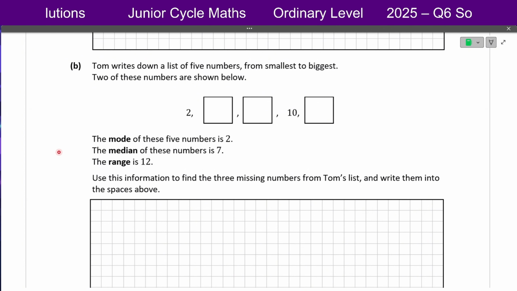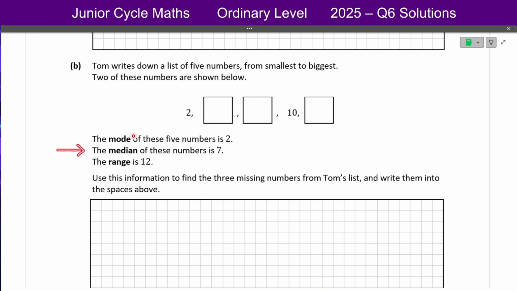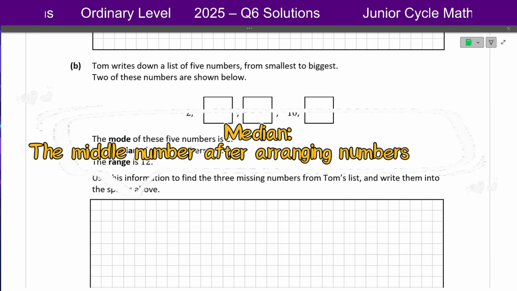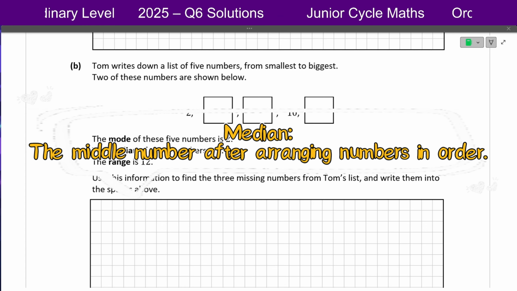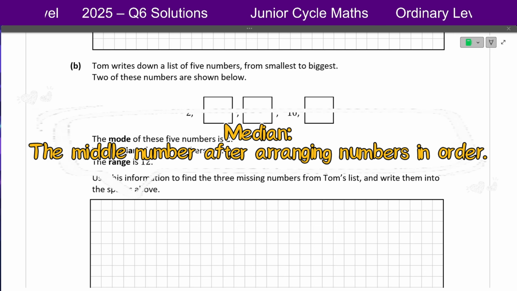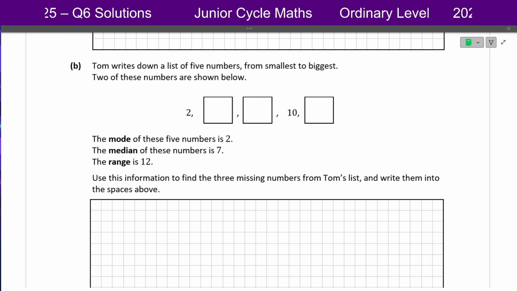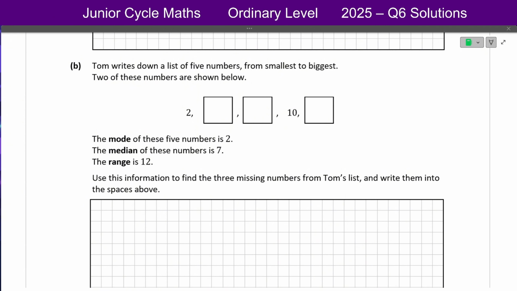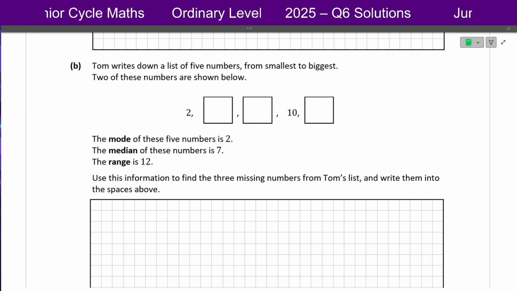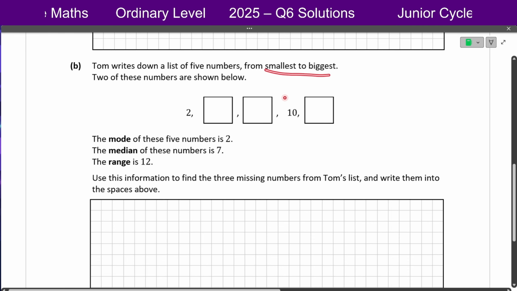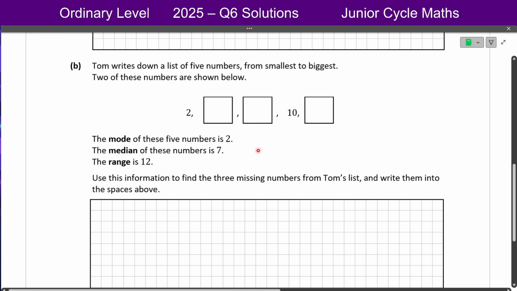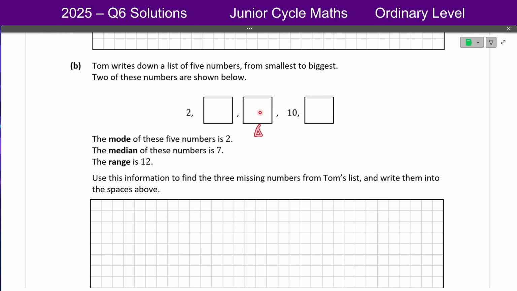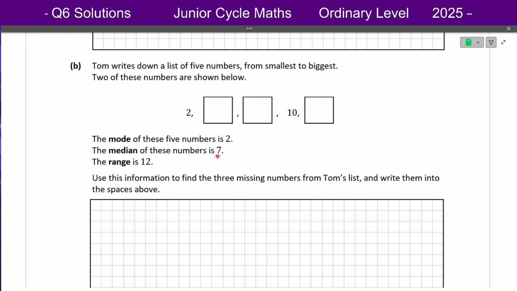Let's have a look at the median first. As you know, the median represents the middle number after arranging the numbers in order. It means we have a list and we arrange it in order, and then find the middle number. Here the list is already arranged from smallest to biggest, so we just need to find the middle number. The position of the median is here, at the third number.